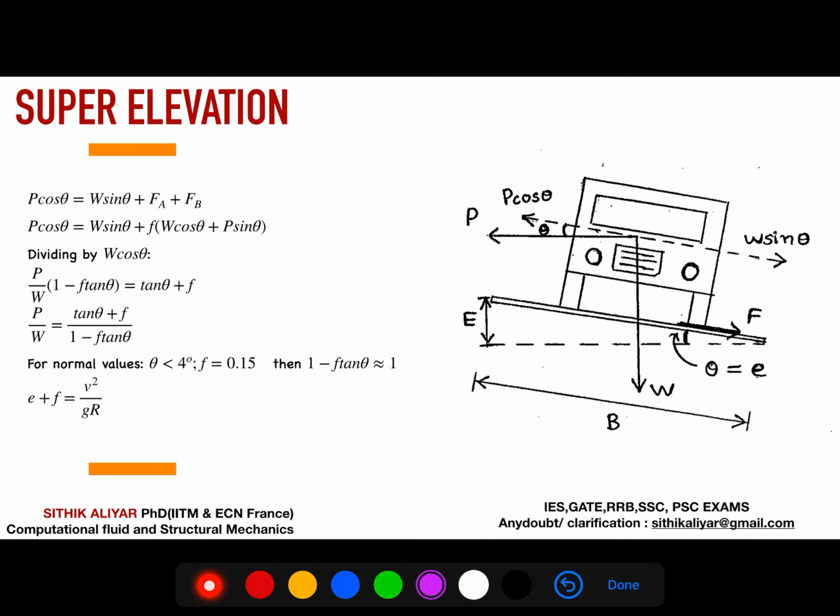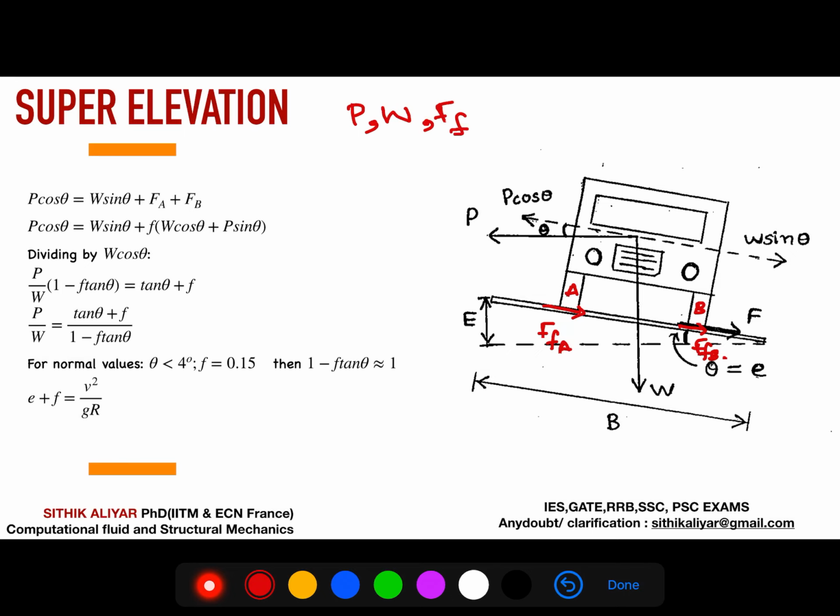So let's derive. Step 1, you can also see the forces. There are frictional forces available here. So let's take tire A and let's take tire B. There are frictional forces in tire A and frictional forces in tire B. Okay. So there are three forces: centrifugal force, weight, and frictional forces acting on the tire.